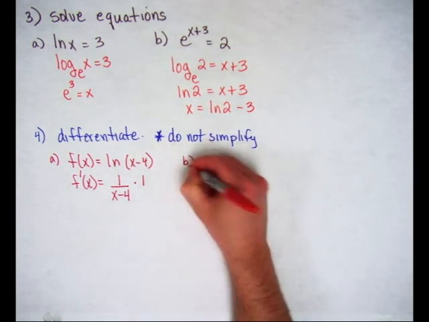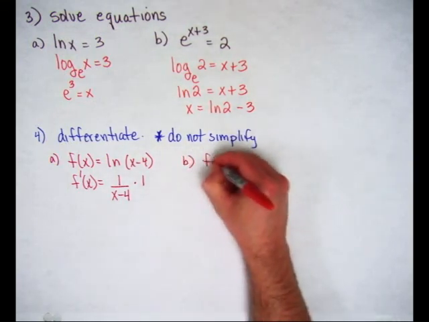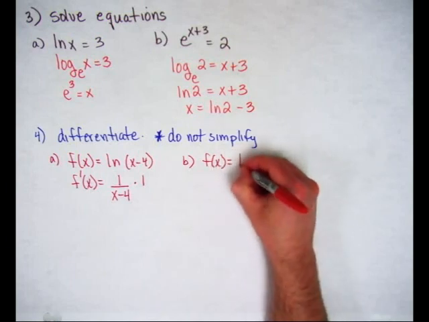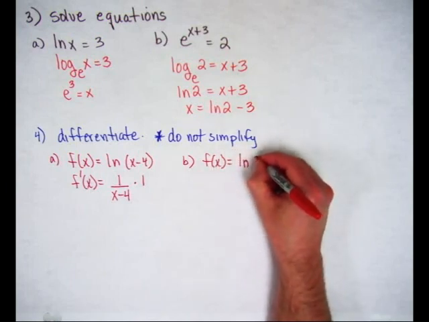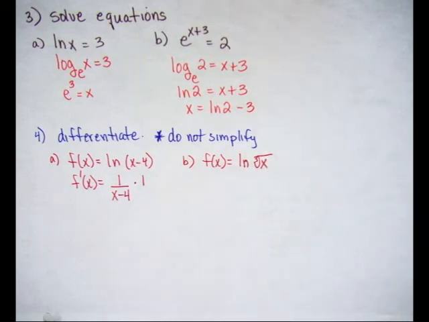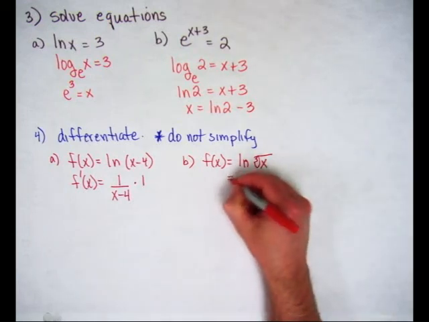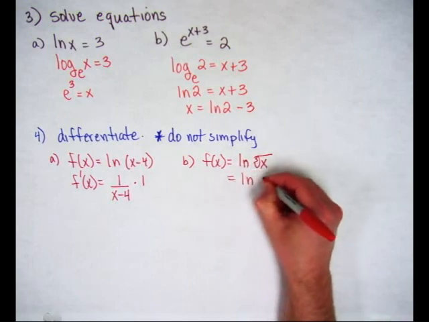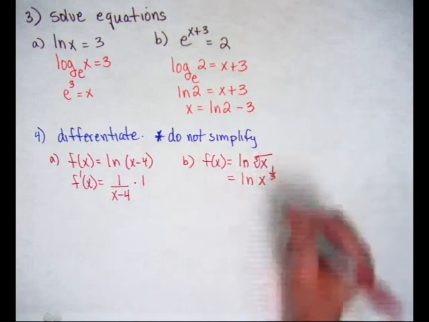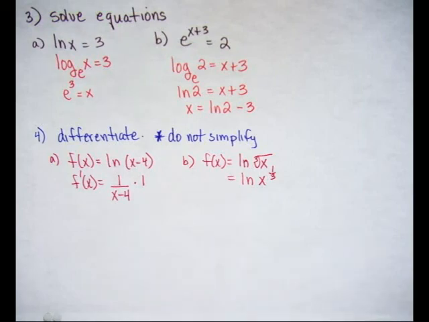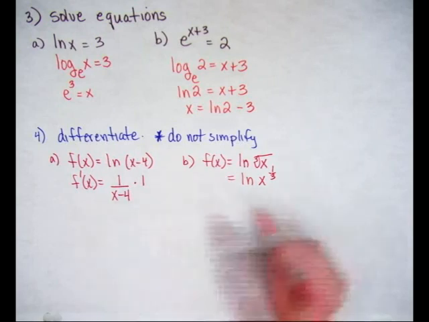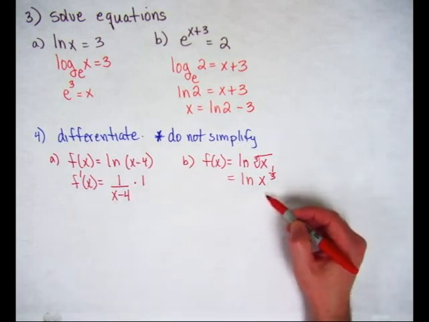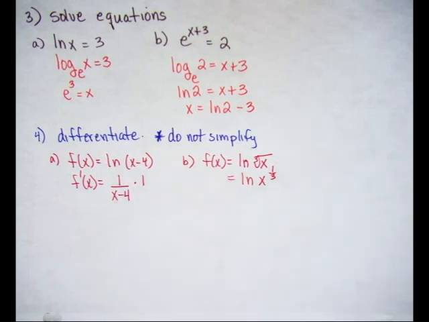Another example, we could have the function f of x equals the natural log of the cube root of x. Now, the reason why I've selected this example is, if you recall, first of all, we need to change this to an exponent. So this would be the natural log of x to the 1/3. Now we could leave the x to the 1/3 alone there, and we could just use our rule that we used over here. We could go 1 over x to the 1/3 and then take the derivative of x to the 1/3. But because of the fractions, it gets kind of awkward.